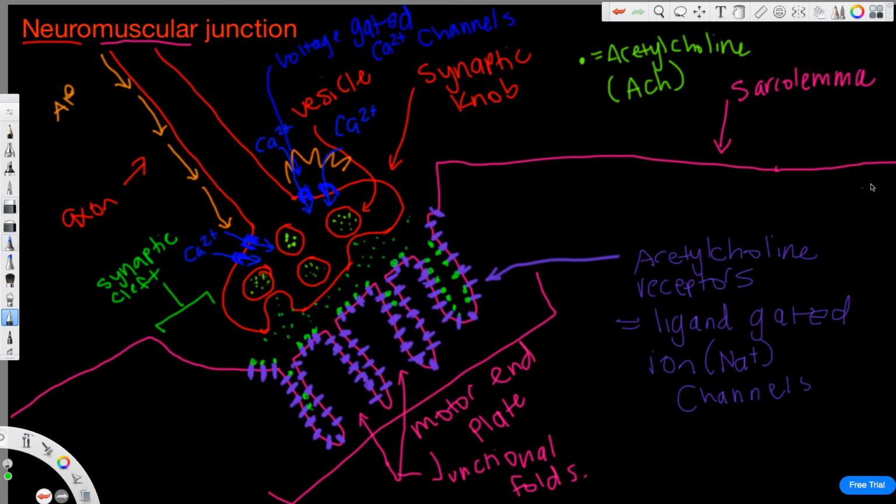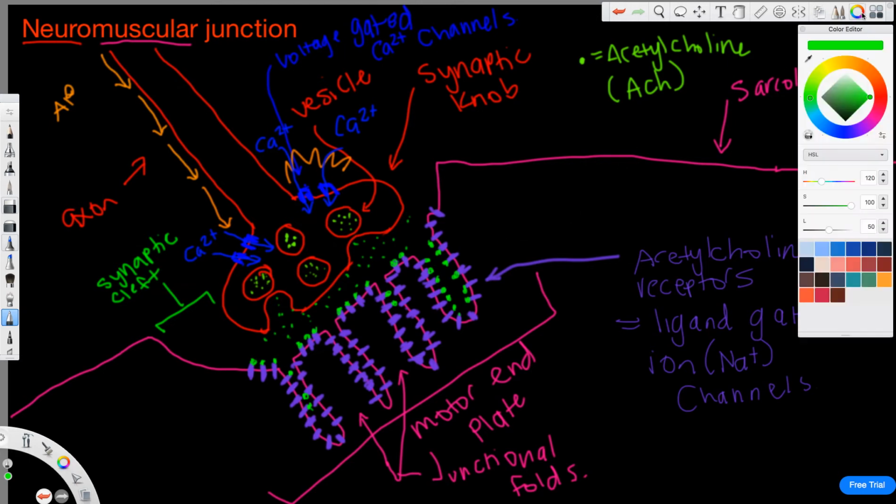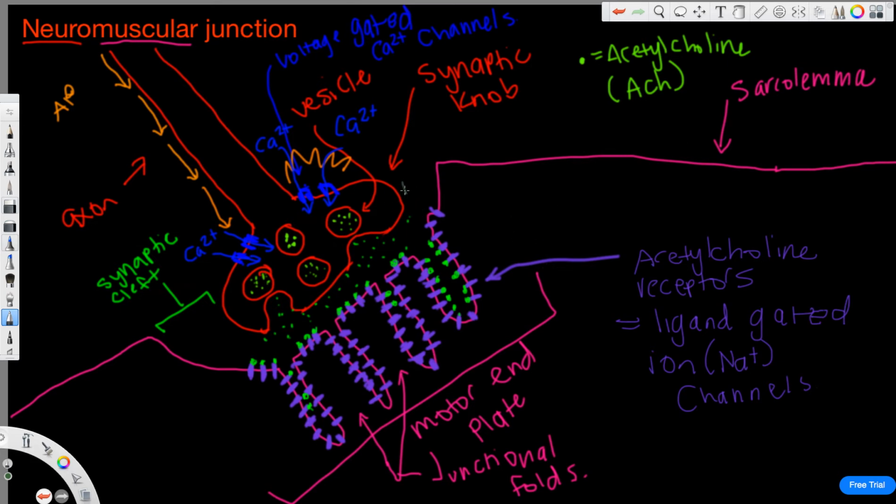So if I tell you that the acetylcholine receptor is a ligand-gated sodium channel, and we know that ligand-gated ion channels only open when their favorite ligand is bound, if we have bound acetylcholine, that means these guys are going to let sodium into the sarcolemma. So let's add sodium to the mix. So sodium that used to be out here is now going to enter by passing through the acetylcholine receptors.